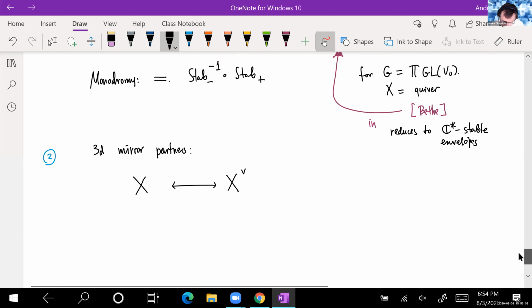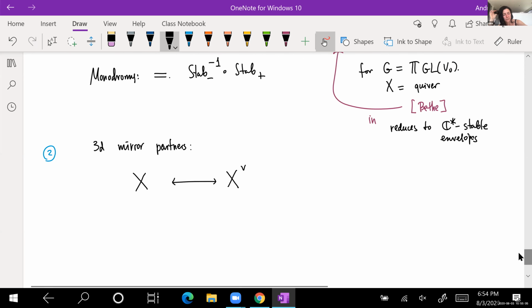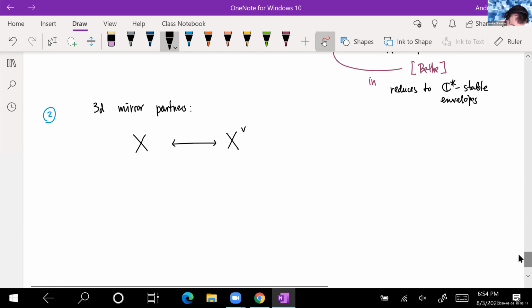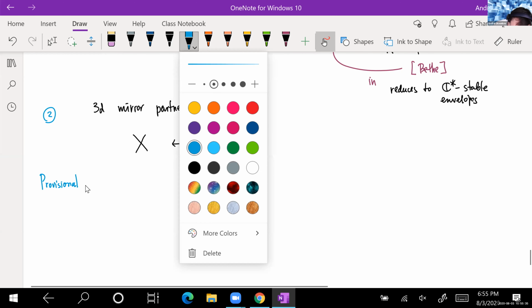And so now again, 3D mirror partners is another thing where we wish we had a formula, but we don't have a formula. And so again, we have this provisional definition, or maybe a sufficient condition. It's not a definition, maybe a sufficient condition.